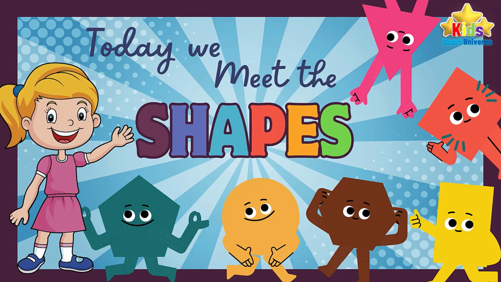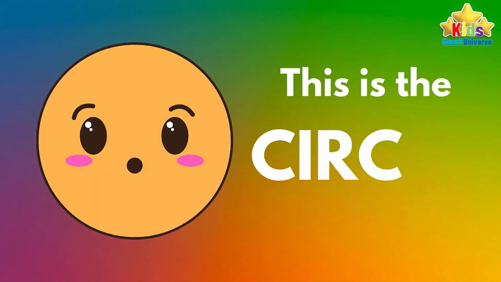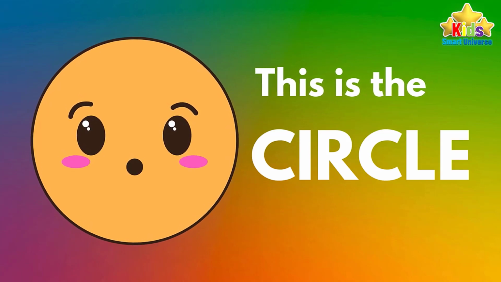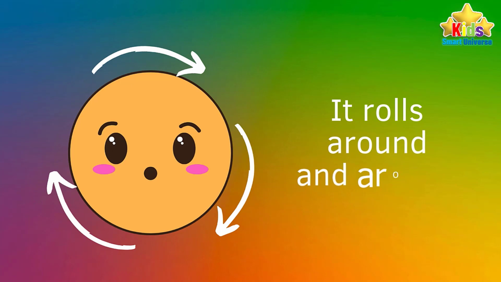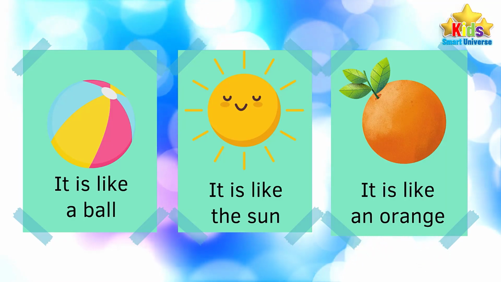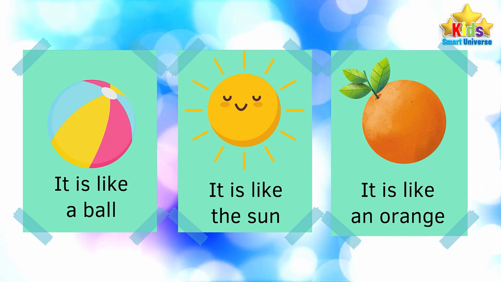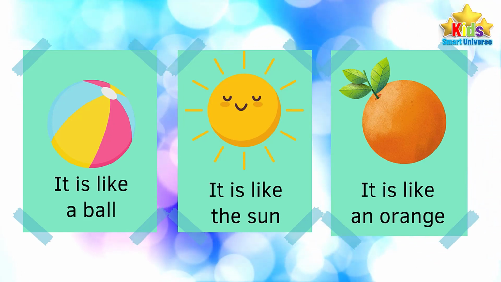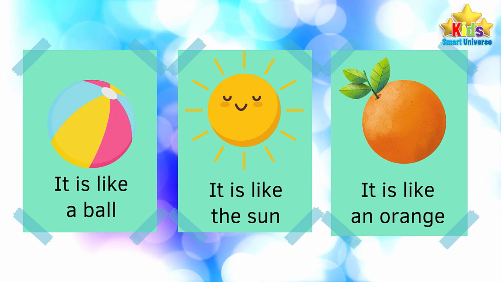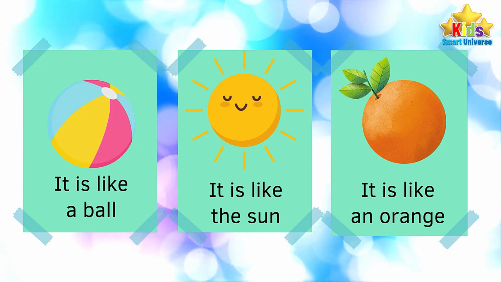Today, we meet the shapes. This is the circle. It rolls around and around. It is like a ball. It is like the sun. It is like an orange.